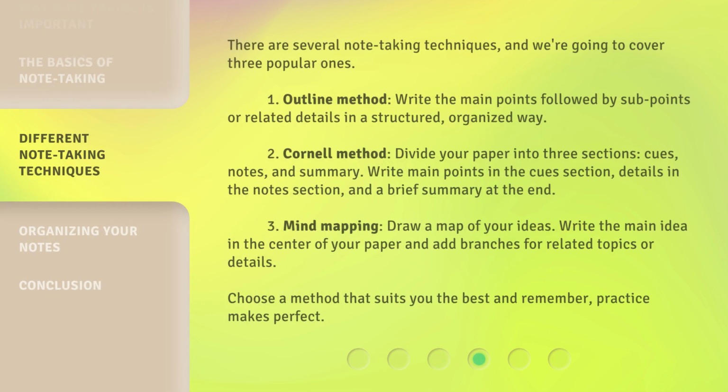There are several note-taking techniques, and we're going to cover 3 popular ones. 1. Outline method. Write the main points followed by subpoints or related details in a structured, organized way. 2. Cornell method. Divide your page into 3 sections: cues, notes, and summary. Write main points in the cues section, details in the notes section, and a brief summary at the end.